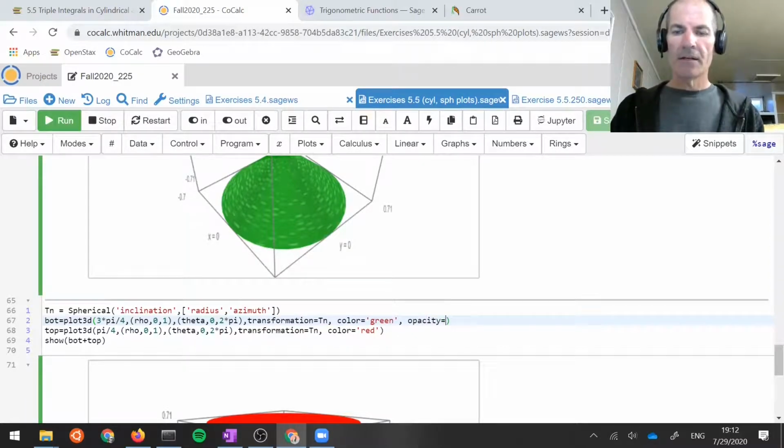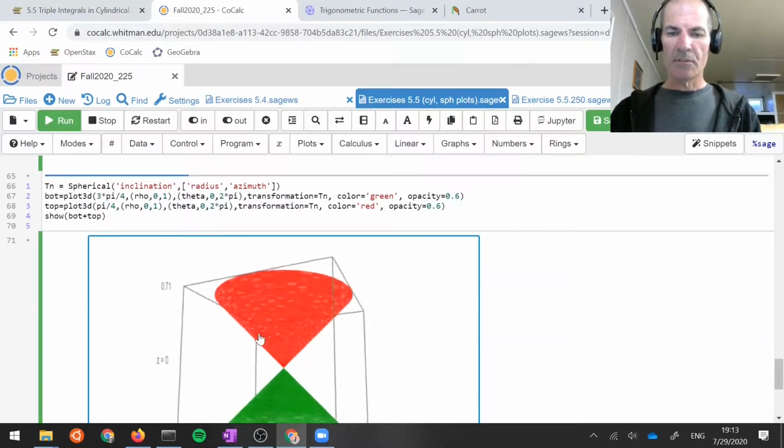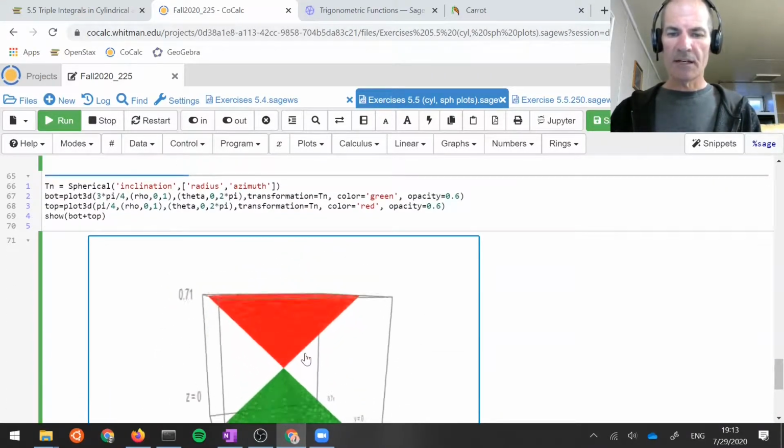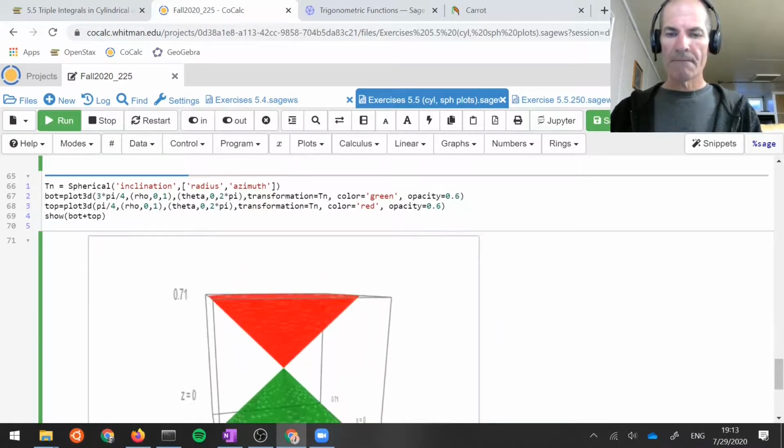Oh, I guess I decided to add a little bit of opacity here so that we can really see the structures, so that they're not completely blocking each other visually. So opacity means that the figures are slightly transparent, so they don't block the view of the other thing when they get in the way.